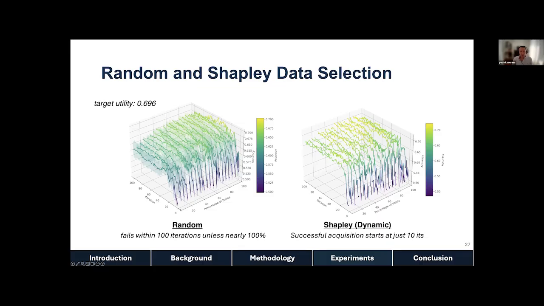And so the strategies are, if you acquire a percentage of points, let's say I commit to 20% of the data set and only 20% of the data set, this is the kind of curve that you will get, and you will not achieve the utility target that we evaluated, about 0.7. And so you need 100 iterations and almost 100% of your data set to get to your target.